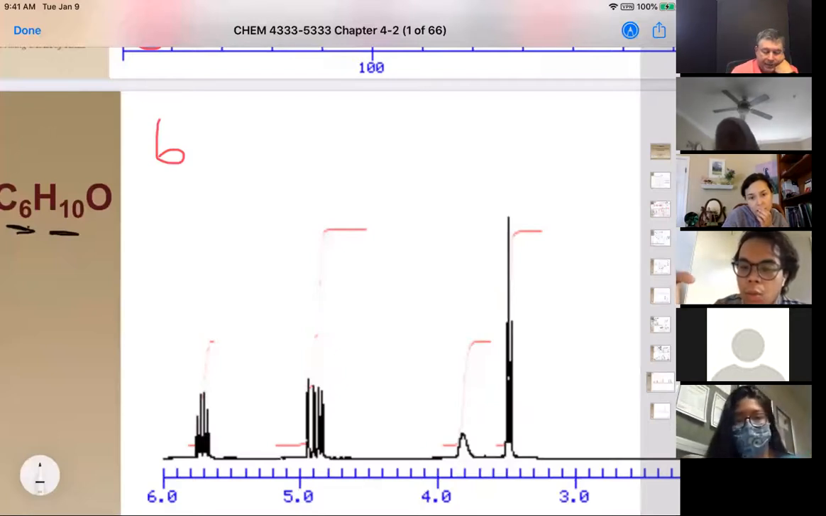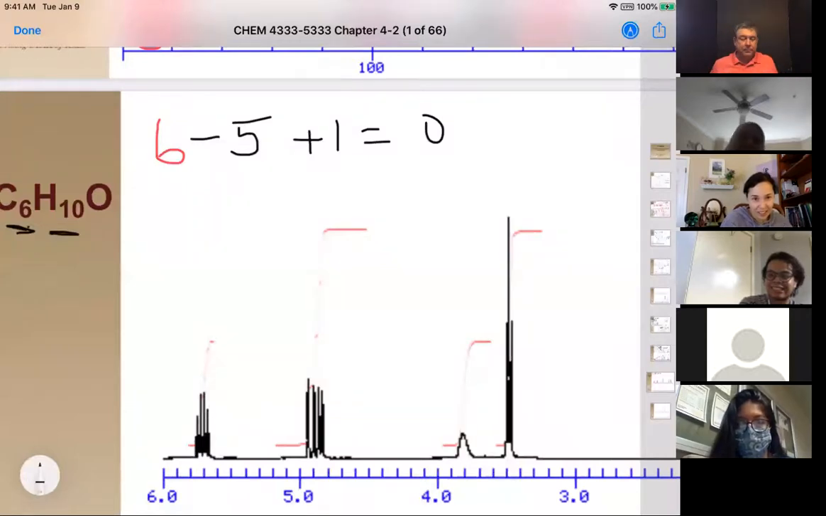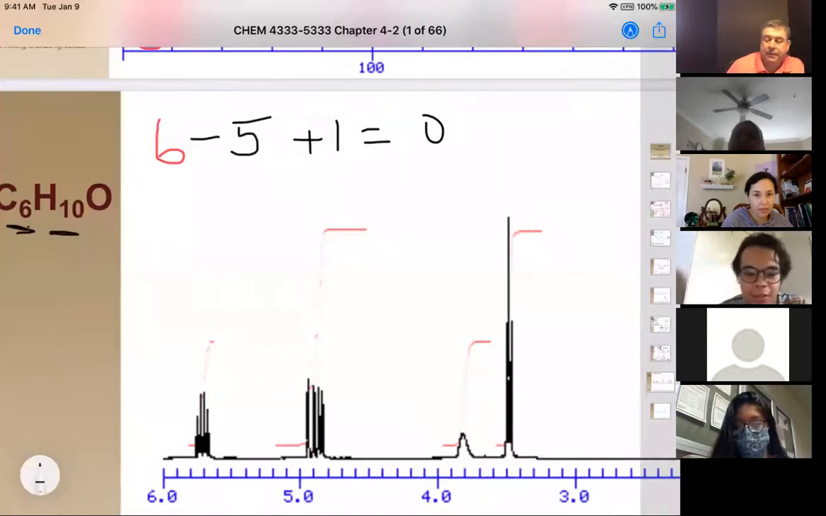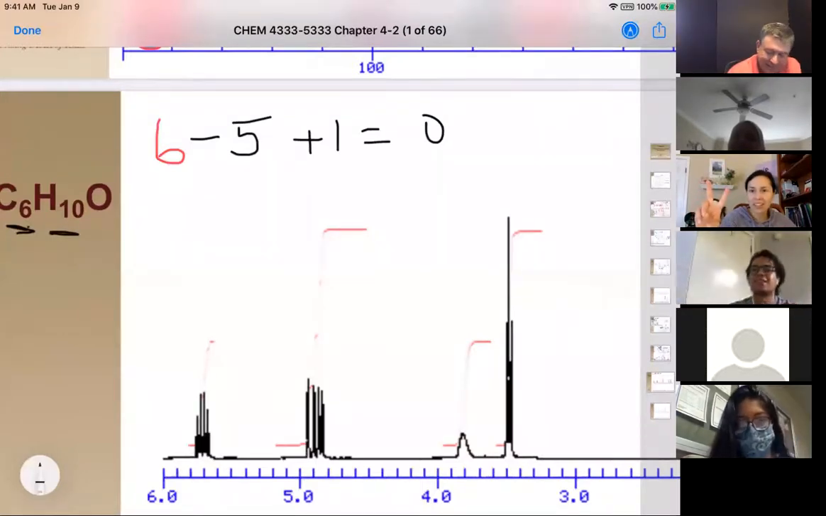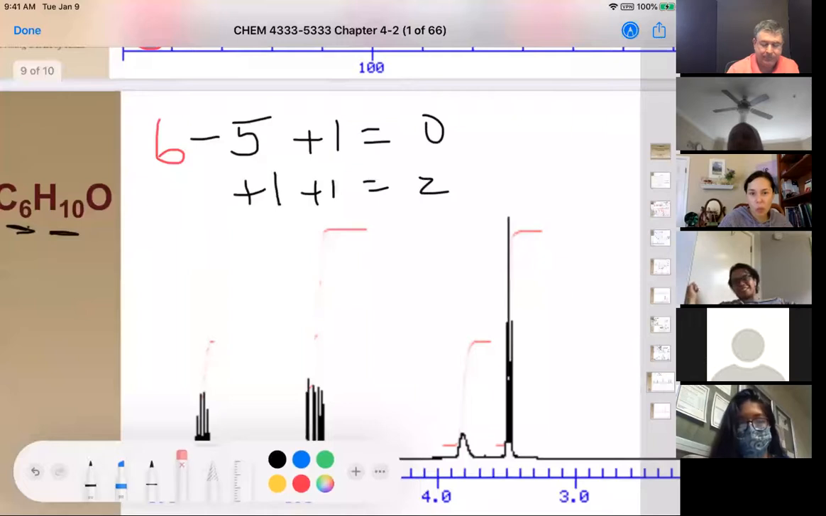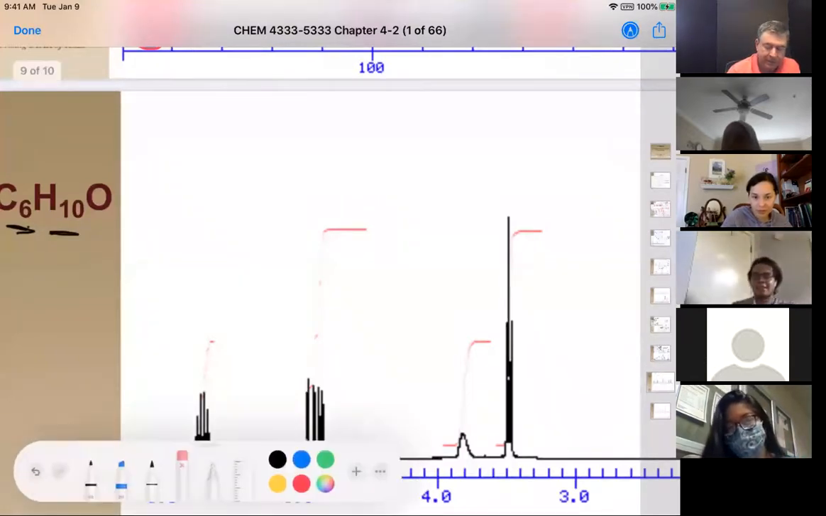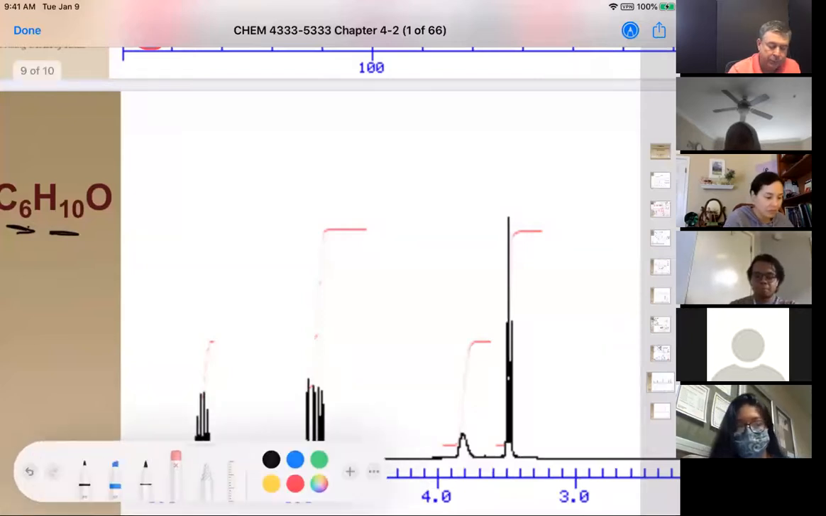So let's see. 6 minus 5 plus 1 is equal to... Did I do it right this time? Half of 10 is 5, minus that plus 1 is 0. No, it's 2. It's 6 plus 1, 7. 7 minus 5 is equal to 2. So that's plus 1 plus 1. It's equal to 2. Okay, great. Thank you. I was going to have a hard time figuring out where that double bond came from if we had a hydrogen deficiency of that. So we have a hydrogen deficiency of 2.